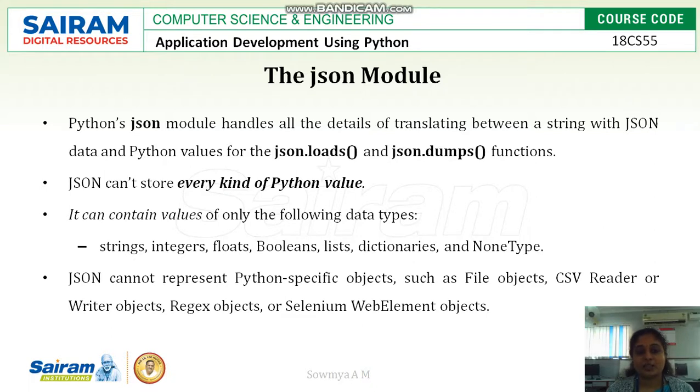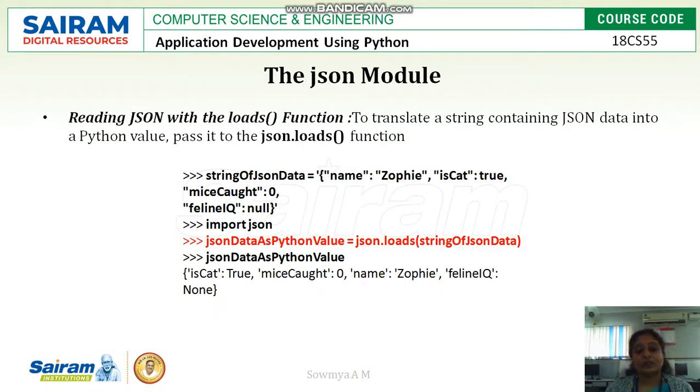JSON cannot store every kind of Python value. It can contain only these types of data: strings, integers, floats, booleans, lists, dictionaries and None types. JSON cannot represent Python-specific objects like CSV reader objects, file objects, writer objects, regex objects and Selenium web element objects. So next is the usage of the JSON module.